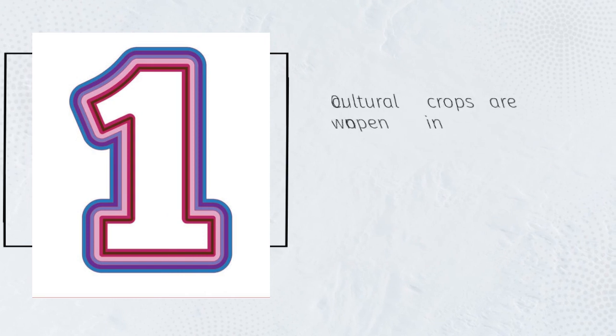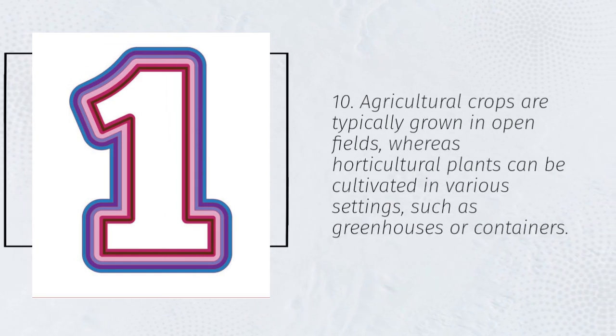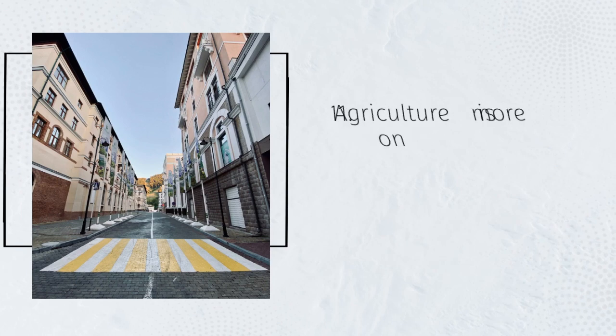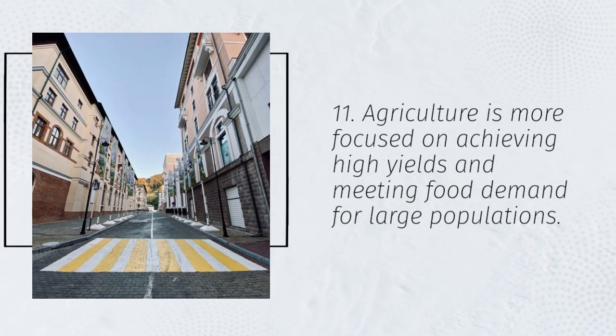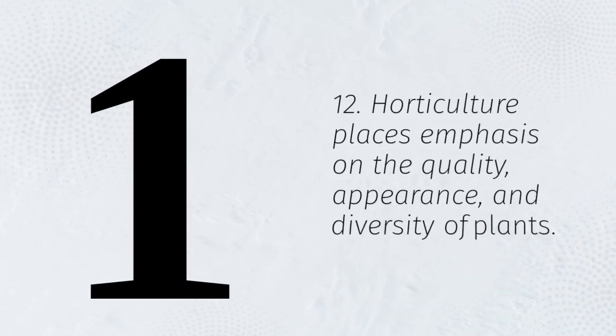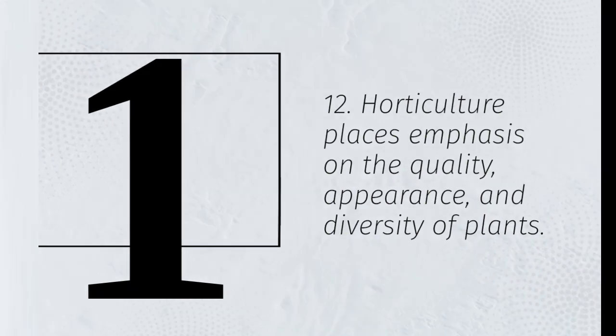10. Agricultural crops are typically grown in open fields, whereas horticultural plants can be cultivated in various settings, such as greenhouses or containers. 11. Agriculture is more focused on achieving high yields and meeting food demand for large populations. 12. Horticulture places emphasis on the quality, appearance, and diversity of plants.